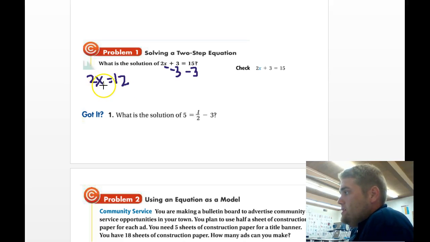x is still not by itself, so it's x times 2. The opposite of multiplying by 2 is dividing by 2. So when I divide by 2, I get x equals 6.